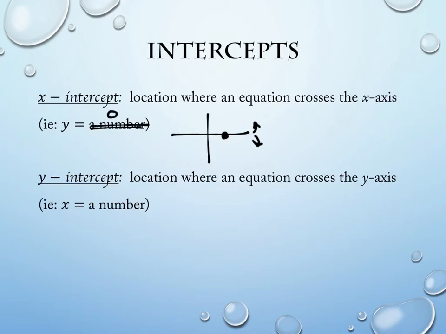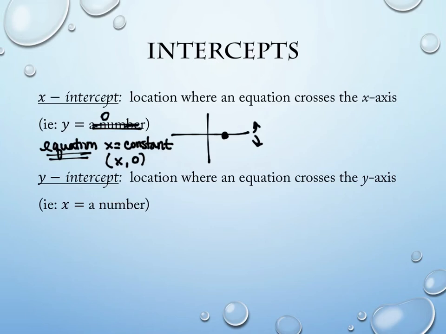And the y-intercept is the location where an equation crosses the y-axis. Oh, I know what I was writing. I'm sorry, I wanted to write two things here, and I left one of them out. So where the equation crosses the x-axis, this is supposed to say y equals 0. And the point for that is x equals some number, and you're going to get y equals 0. So you're going to get some value for x, and you're going to get 0 for y. It's going to look something like that.